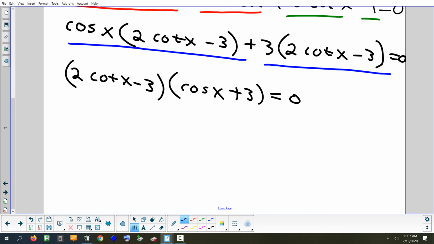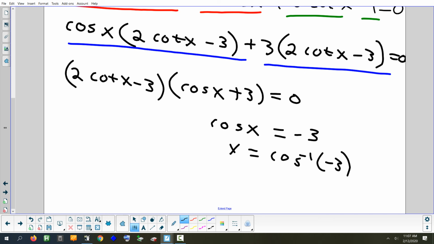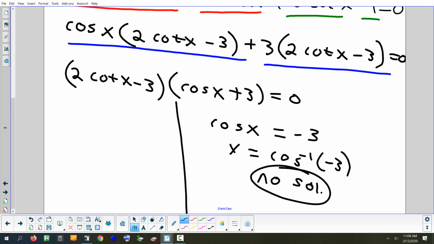Yep, let's do the one on the right first. Cosine x, when we move the 3 to the other side, what will it equal? Negative 3. And to get rid of cosine, what would you have to do? Inverse cosine. What's going to happen when you try to type that in? Right, because that's beyond negative 1 to 1. The domain for inverse cosine is just negative 1 to 1. That's beyond it. No solution. Does that mean the whole problem is no solution? No. It just means that part didn't have a solution. Let's look at the other part.